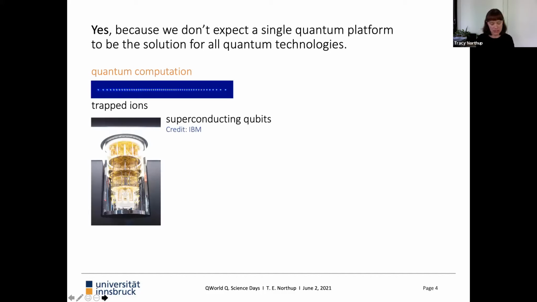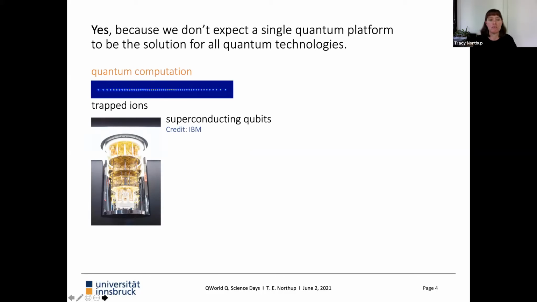Pictures that you may have seen before, even in the past few days. In Barry Sanders' talk yesterday, he was showing pictures of these superconducting qubits from IBM. And here I'm also showing you a picture of a string of trapped ions. We're looking at the fluorescence of those ions in an ion trap. So ions and superconducting qubits are two of the main candidates for quantum computation. But they're not the only candidates. There are many different experimental platforms that are under consideration for quantum computation.